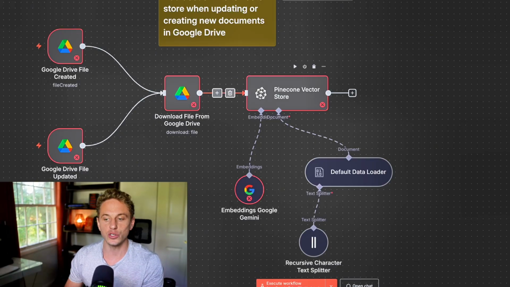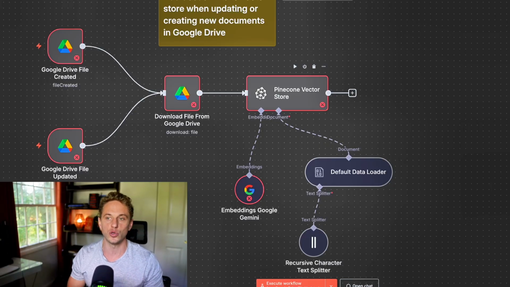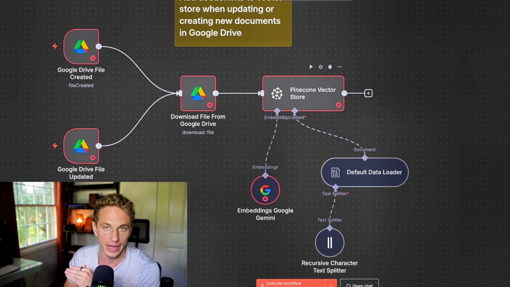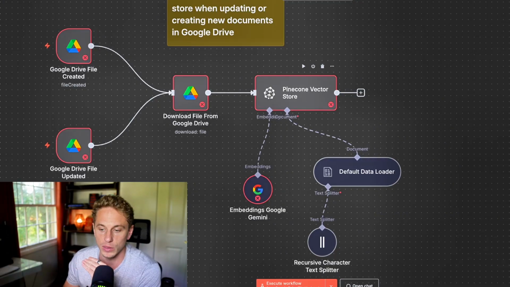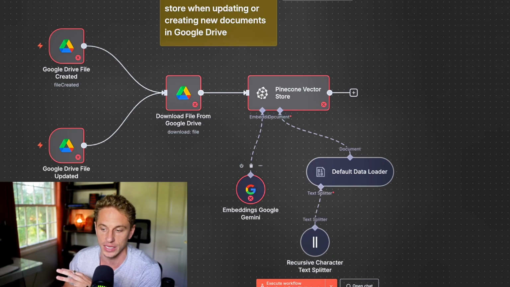It's connected to Pinecone, which is essentially a vector database. It's very affordable, very cheap, and it allows you to use the power of vector databases without spending $1 billion. So you're basically importing the Google Drive files into the Pinecone vector store. This is also connected to Google Vertex, which we'll talk about in a minute, and what that actually is. And it's also connected to the default data loader.